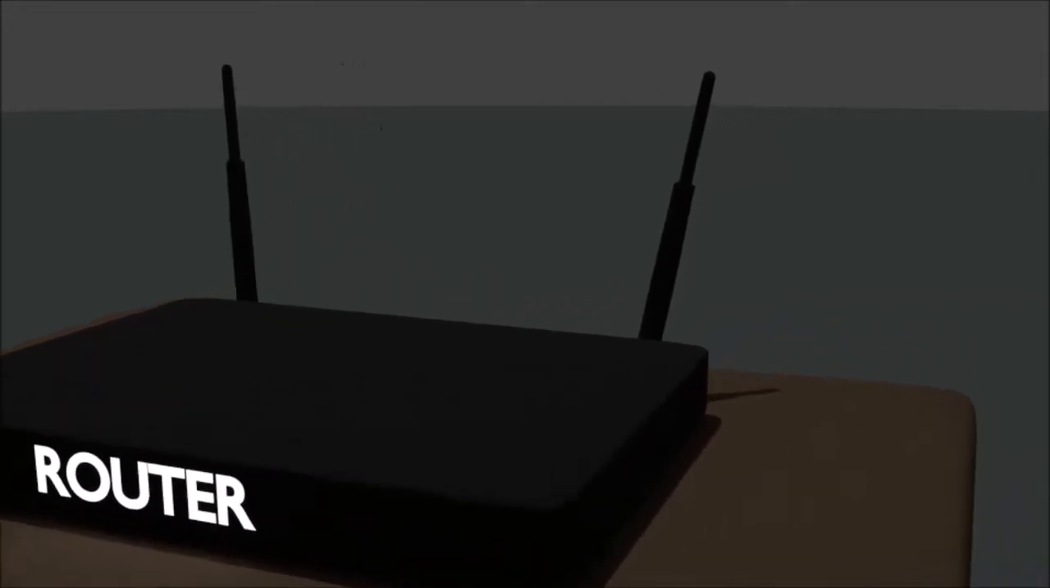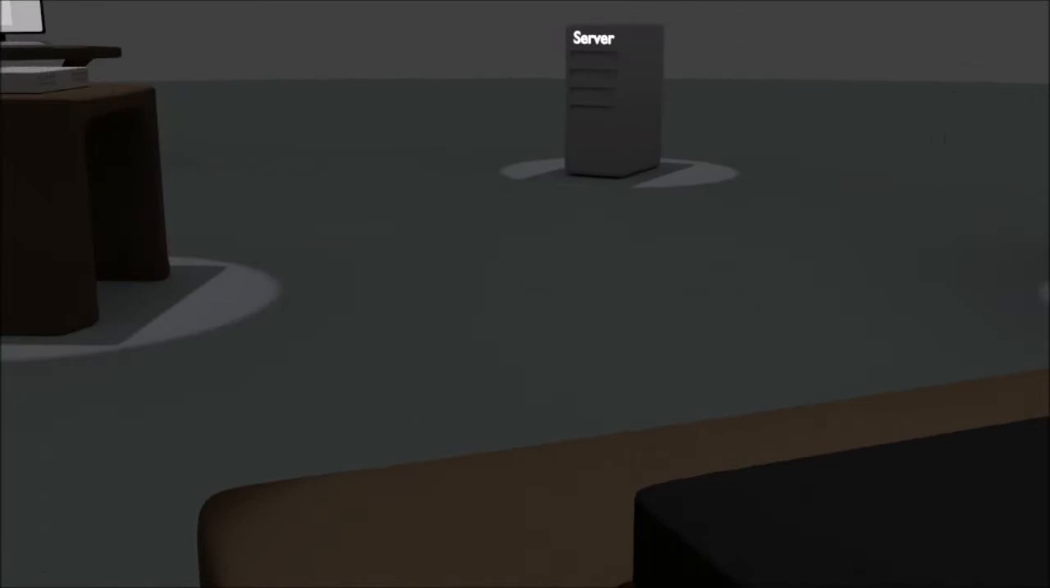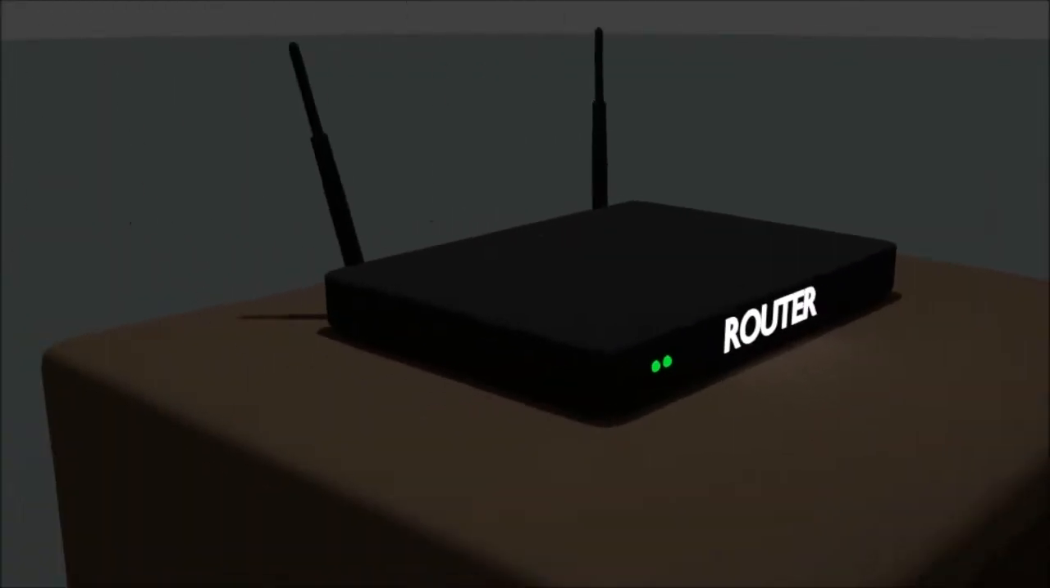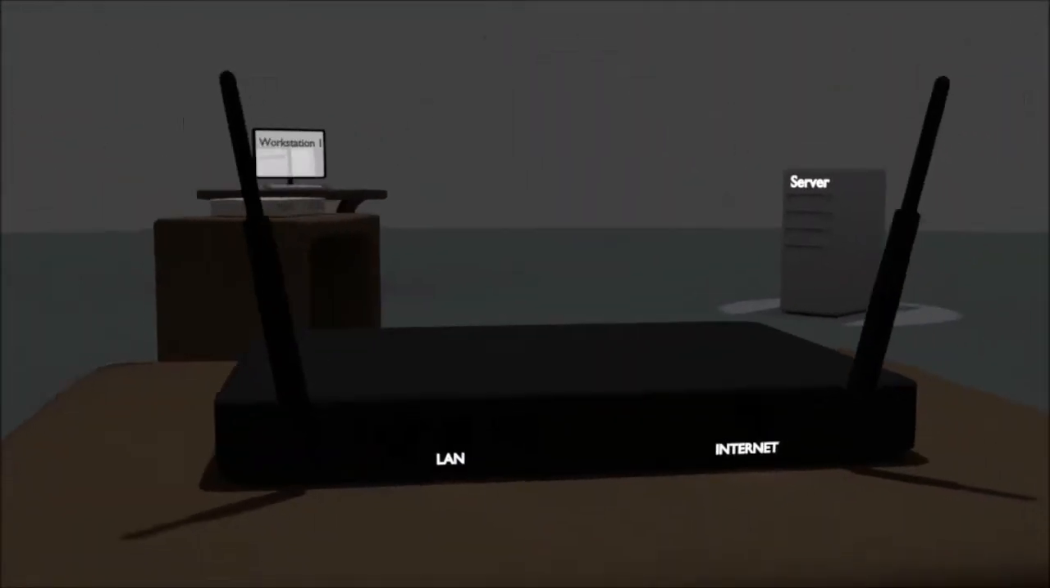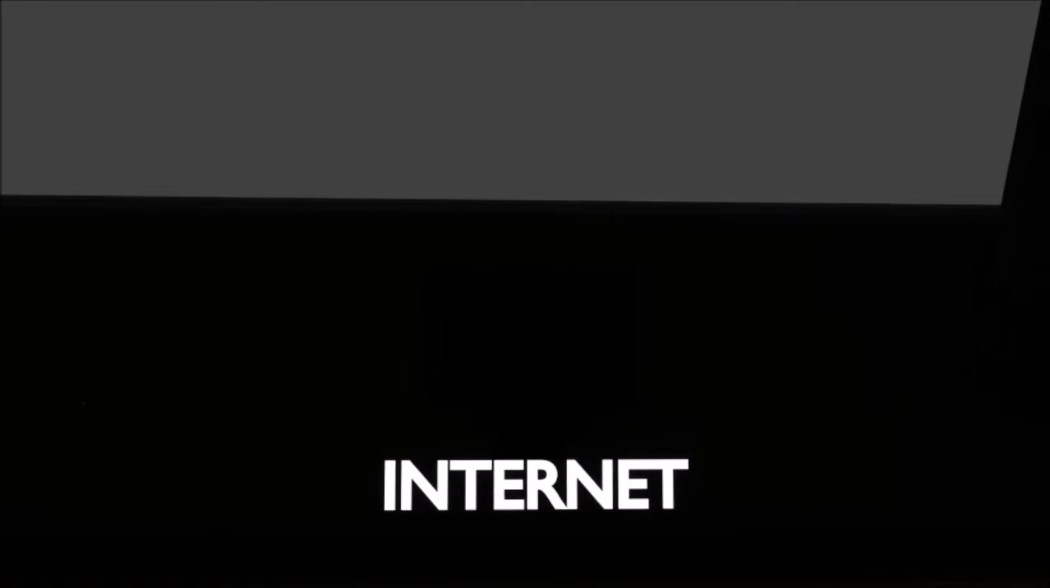Here we have a router. Routers can sometimes be connected to antennas which can catch a strong internet signal. A router is a device that connects two or more networks together. In a home network, you would use a router to connect your local area network, your LAN, to a WAN, which is today commonly known as the internet.